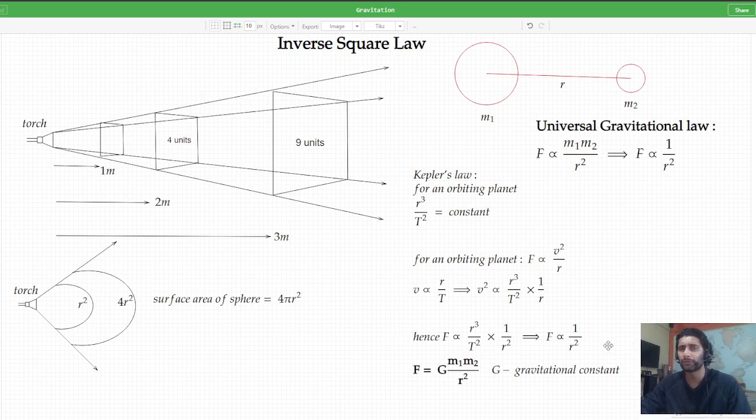And we see this inverse square law everywhere. It's a universal law, meaning that if we have two bodies separated by a distance r, if we double the distance, the amount of force of gravitation will reduce to 1/4. And so if we remove the proportionality sign, we have to replace it with a constant, and this proportionality constant is given by the gravitational constant. So F equals G times m1 m2 over r square. This is the universal gravitational law.